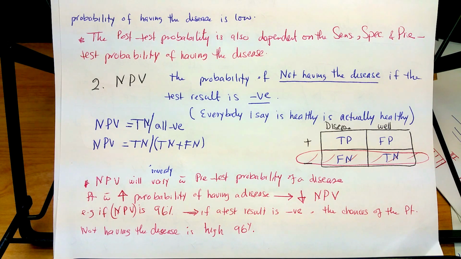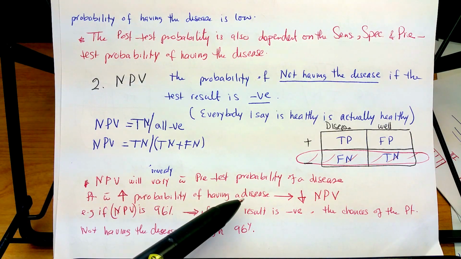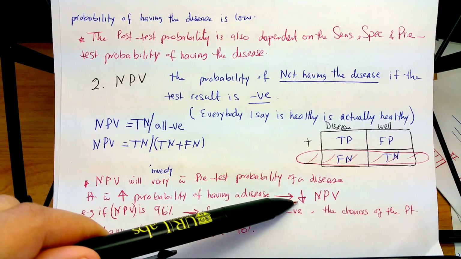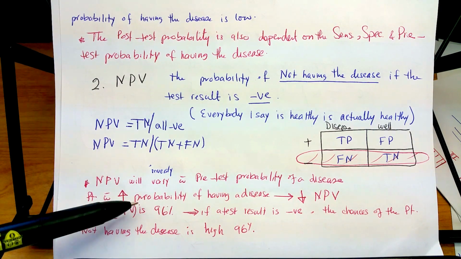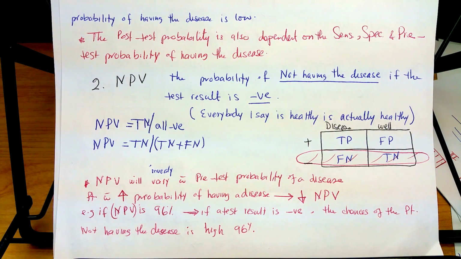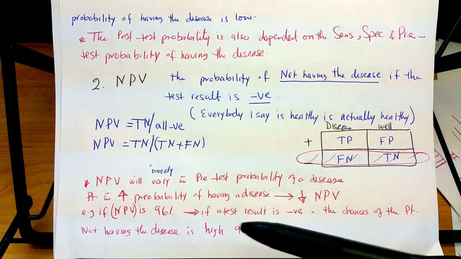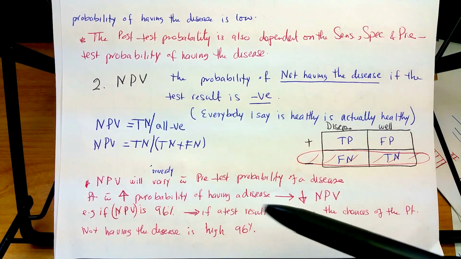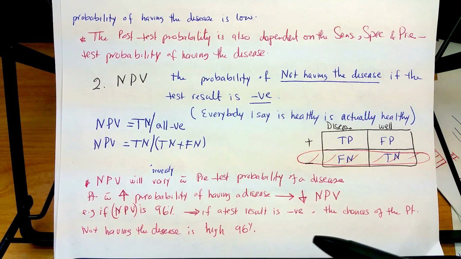The negative predictive value will also vary inversely with the pre-test probability of the disease. A patient with high probability, for example, of having the disease has a low negative predictive value. Example, if a negative predictive value is high and the test result is negative, then the chance the patient will be healthy is high. So a negative predictive value is high, and the chances of a patient being well, a negative result, is high.